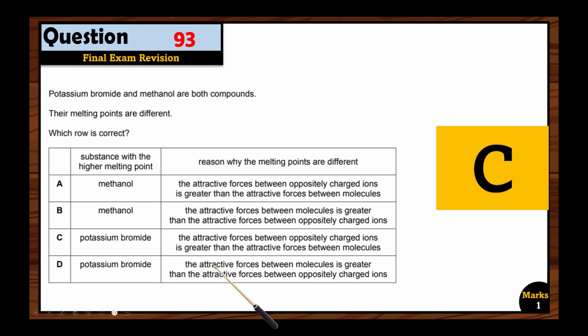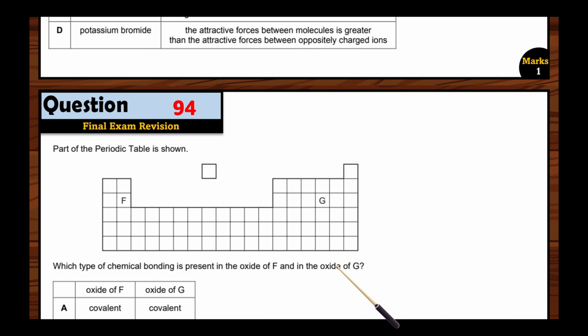Why is option D not right? The attractive forces between molecules is greater. Which molecules? We don't have molecules in potassium bromide, right? And if you are thinking about methanol, it doesn't have a high melting point, okay? So why are we saying that attractive forces between molecules are greater? So that's why option C is right.